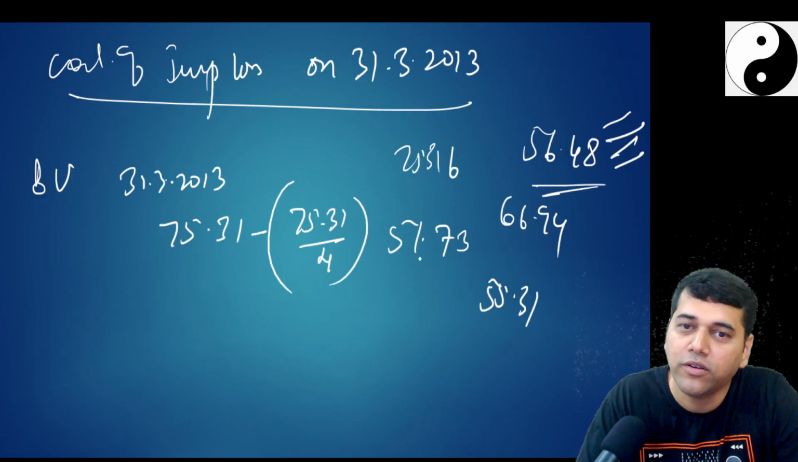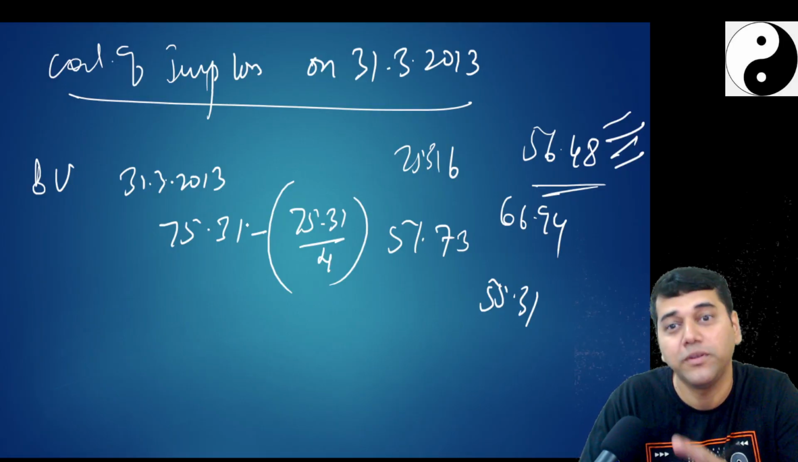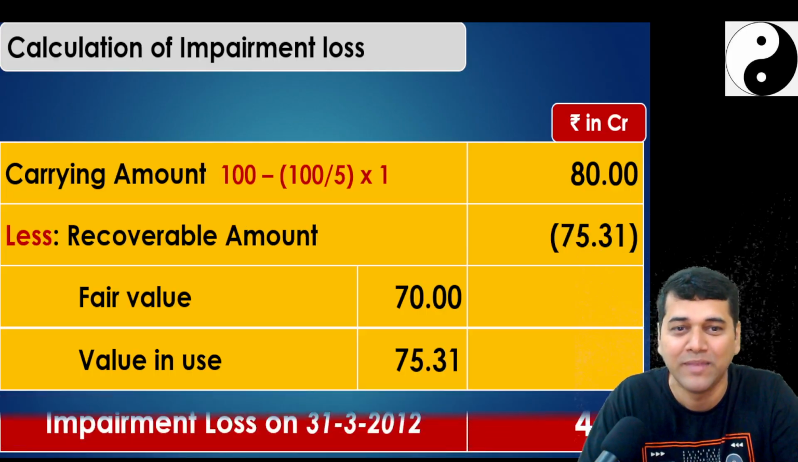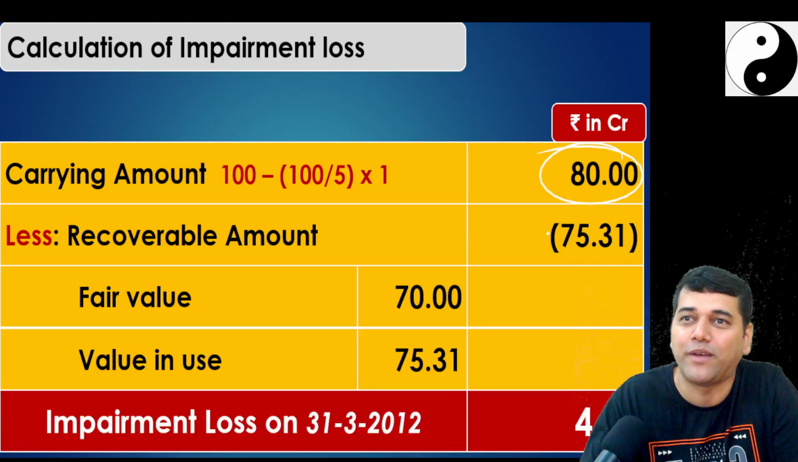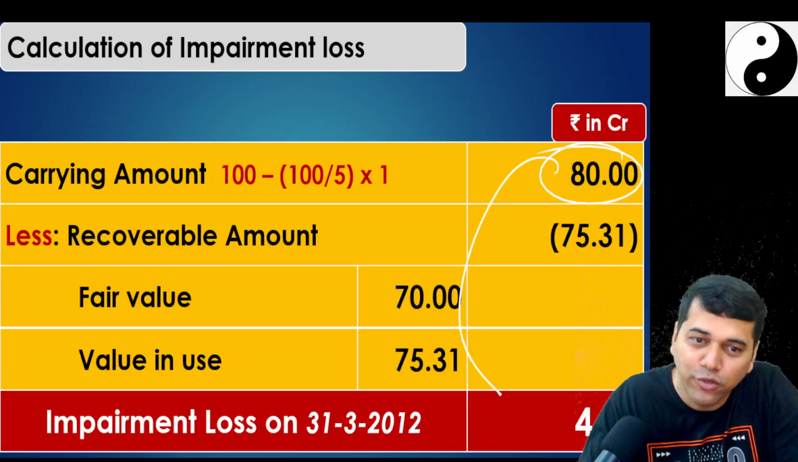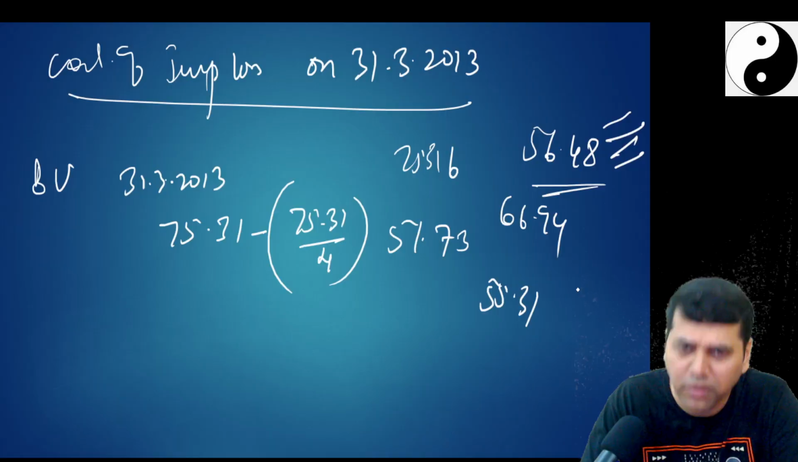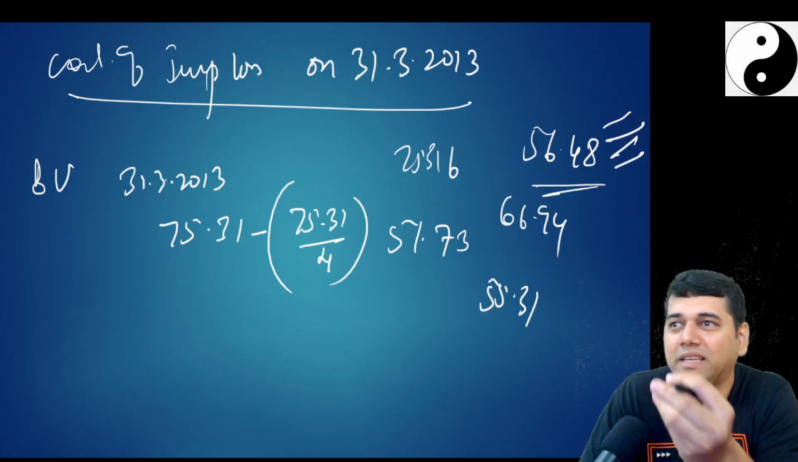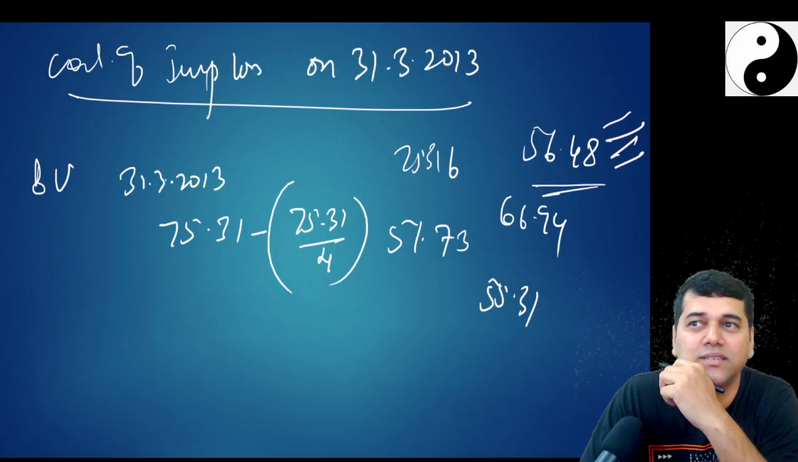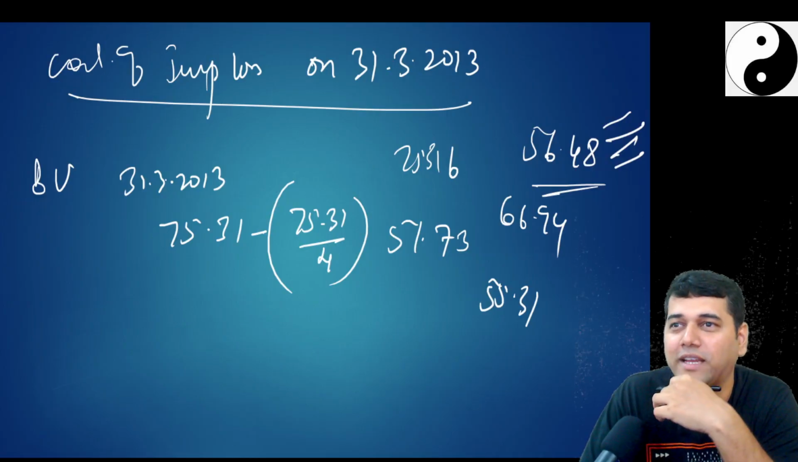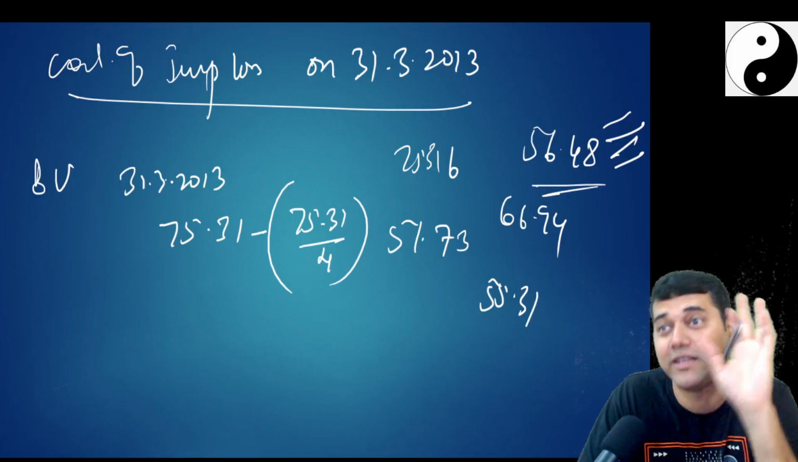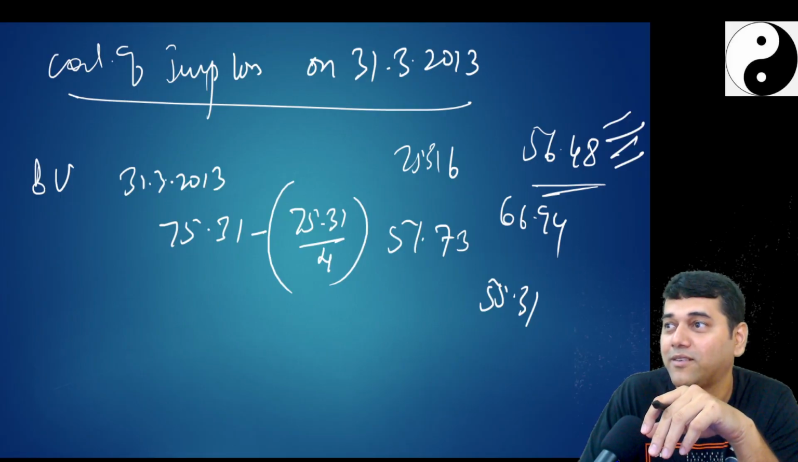Impairment should have been reduced before, no? Because before that 80 was the book value. From 80 you deduct 4.69, you get 75.31. Again, no problem. See, how can even one simple thing get missed? Simple things are difficult to crack. I'm not telling, Steve Jobs is telling: complex things are easy.